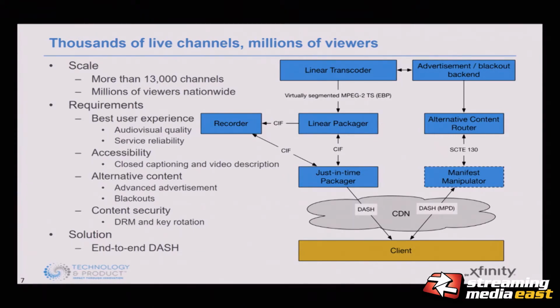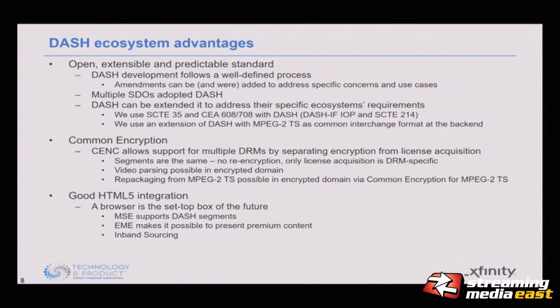We also have several things that we need to carry, like accessibility related items and second language. We have also alternative content, which is something not everybody needs. So this is both advanced advertisement and blackouts, which is when you have, for instance, certain games excluded from certain markets. And as I said, the solution we ended up with is Dash end-to-end, and here are some of the reasons why.